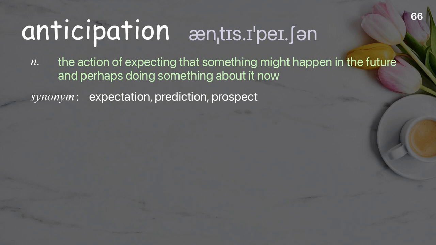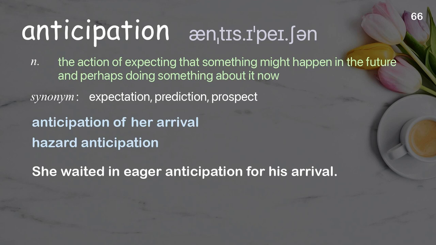Anticipation. The action of expecting that something might happen in the future and perhaps doing something about it now. Examples. Anticipation of her arrival. Hazard anticipation. She waited in eager anticipation for his arrival.